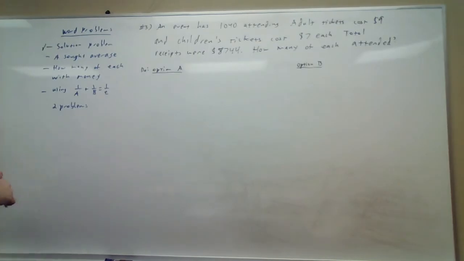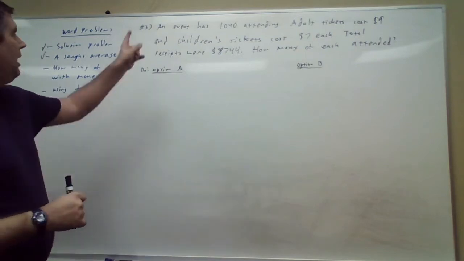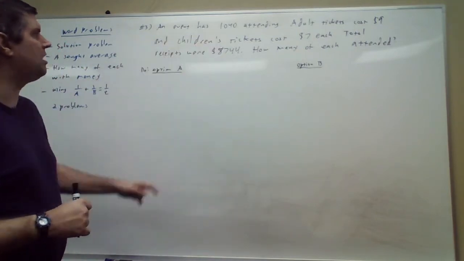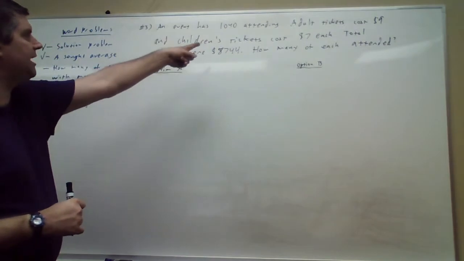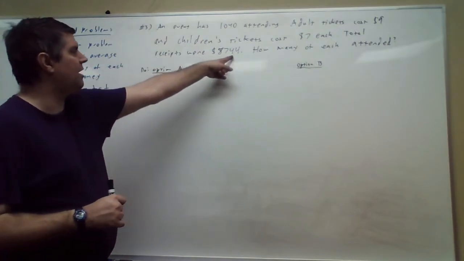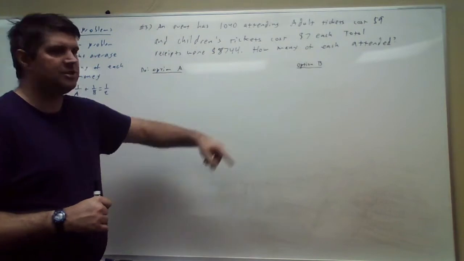Okay, we have gotten the solution problem out of the way and a sought average out of the way. Now we're going to look for how many of each for multiple categories with money. So an event has 1,040 people attending. Adult tickets cost $9 and children's tickets cost $7 each. Total receipts were $8,744. How many of each attended?